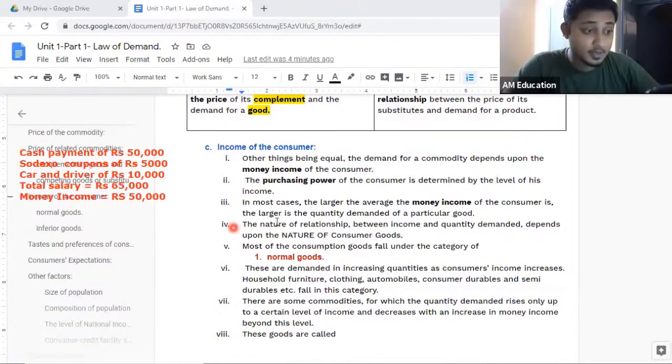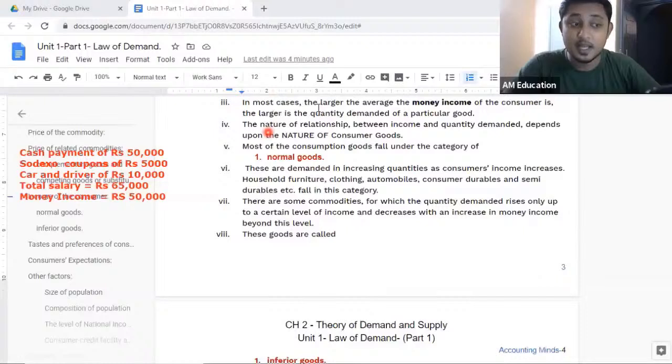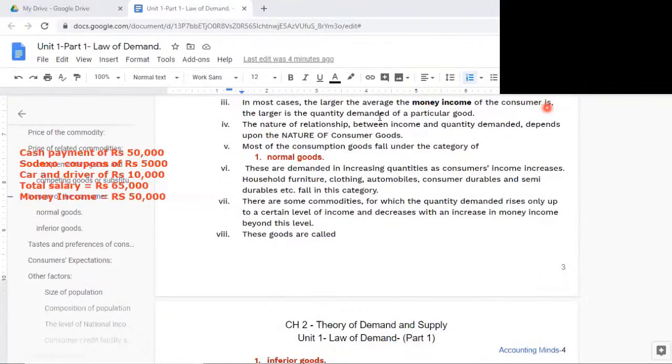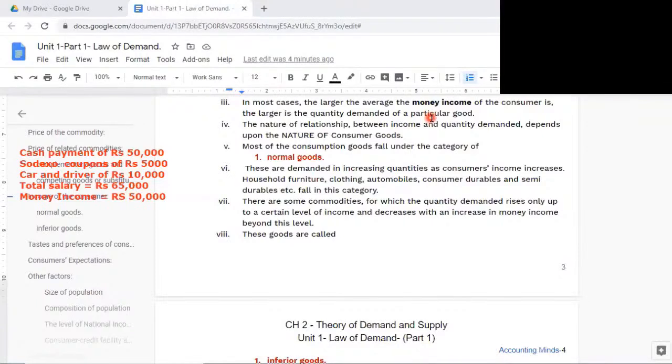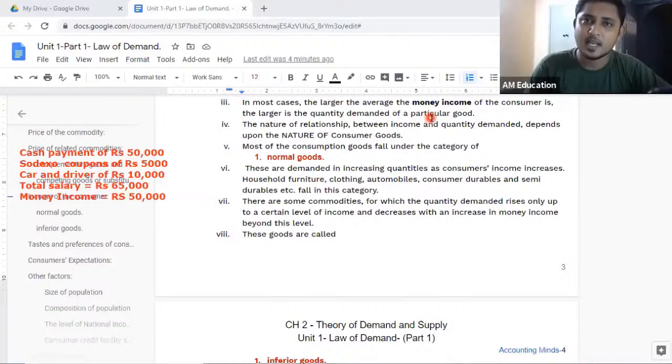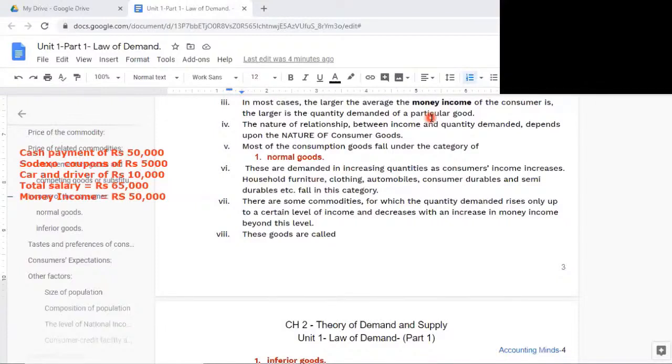So in most cases, the larger the average money income of the consumer is, the larger the quantity demanded of a particular good. So higher income, higher purchasing power, and higher purchasing power gets higher quantity demanded. Got it? If I have 10,000 rupees, I'll buy 5 kgs of rice. If I have 20,000 rupees, I'll buy 10 kgs of rice.